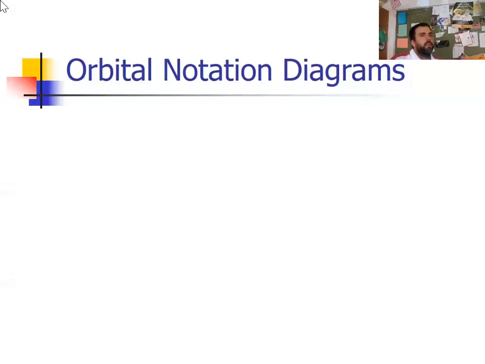All right, let's review what we talked about yesterday. Yesterday we talked about orbital notation diagrams. Orbital notation diagrams seem kind of confusing at first, and then we get the hang of them. I would advise you to have your energy level diagram sheet out. That's something we will use.